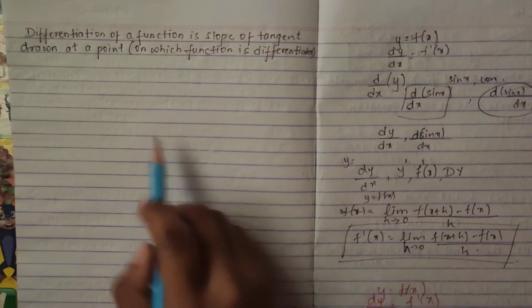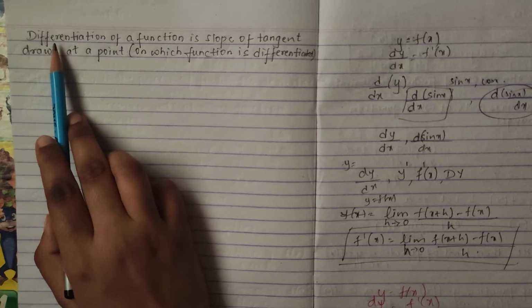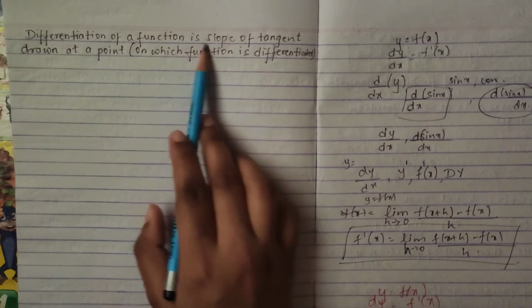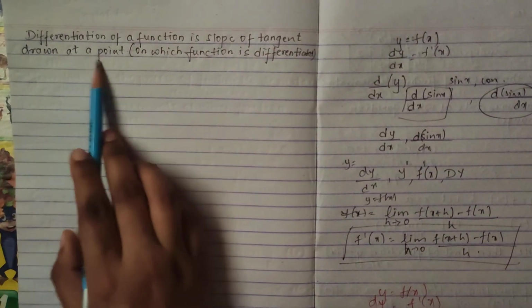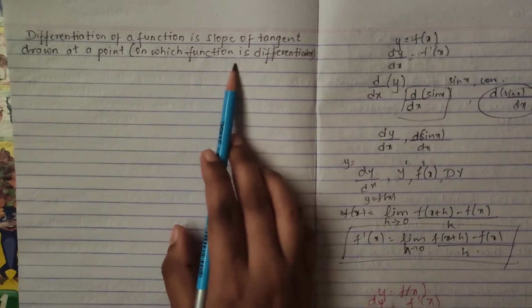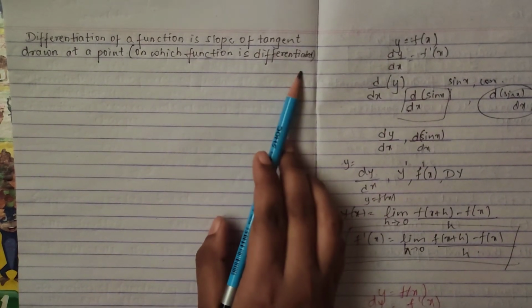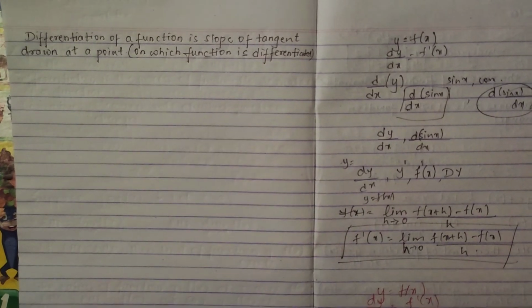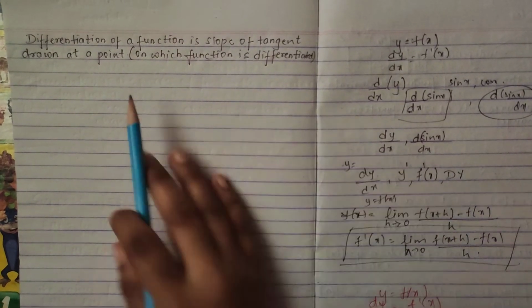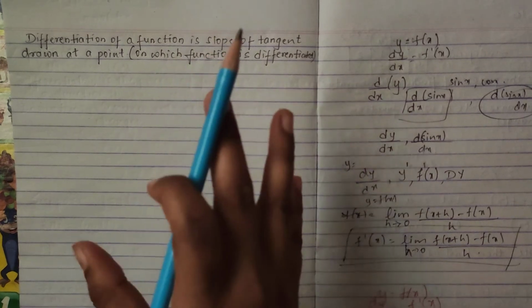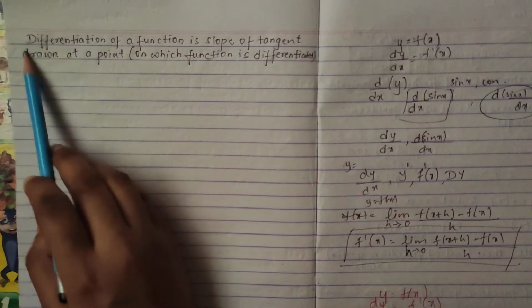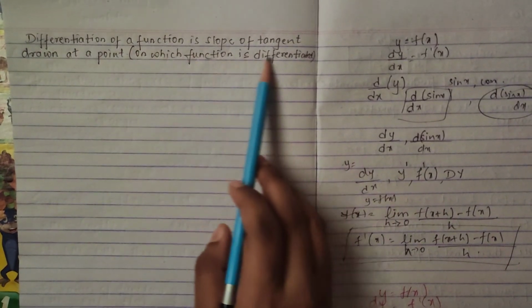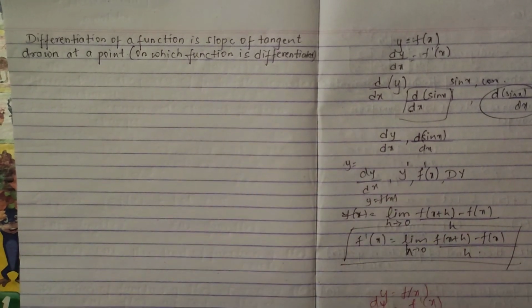After that, you have to write this sentence: differentiation of a function is the slope of a tangent drawn at the point at which the function is differentiated. It means whenever a single tangent exists at that point, the slope of that tangent is always known as our differentiation. So you have to write this sentence: differentiation of a function is the slope of a tangent.